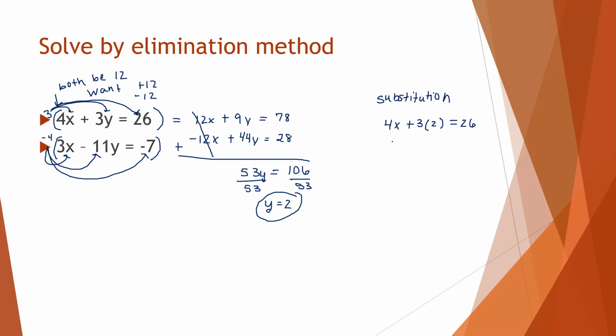Now I can do the math. So 4x plus 6, doing that multiplication, equals 26. Subtract 6 on both sides, and that gives us 4x equals 20. Divide by 4 on both sides, and we get x is equal to 5. And so we have both the x and y value, and we have truly solved the system of equations by the elimination method.